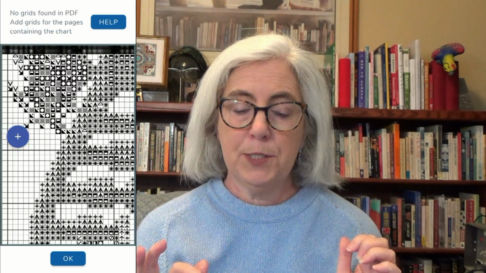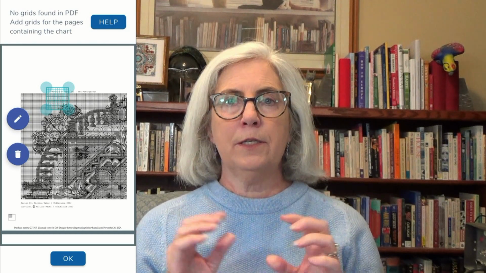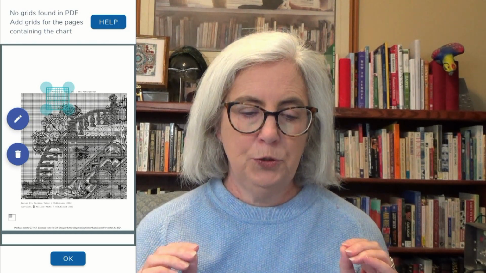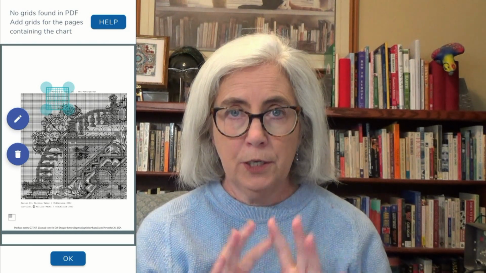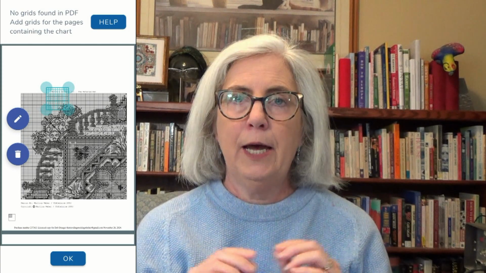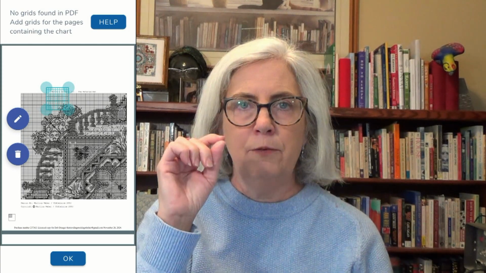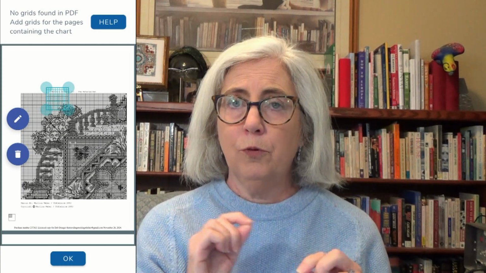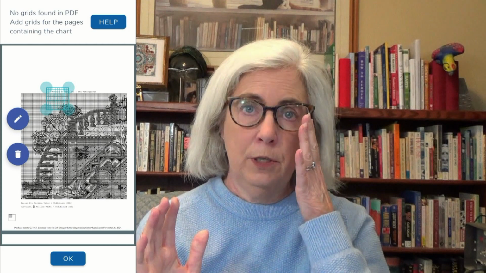So figure out how many squares run across the width and how many squares run across the length. And we'll be putting those in eventually. You want to click the plus button. The default is a 10 by 10 grid, and a turquoise grid is going to appear over your chart. And I find it best to stretch those to the very edges of the chart before I put in the dimensions of the chart.